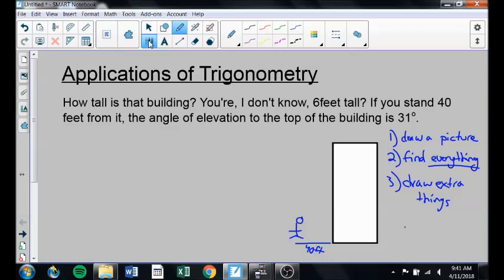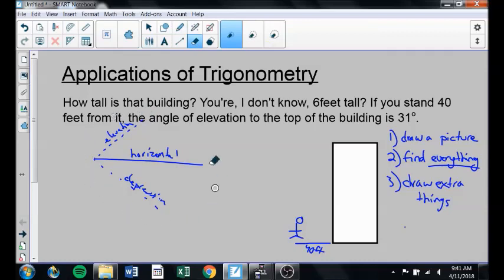Well, angle of elevation means here's horizontal. Angle of elevation is the way up. This is the angle of elevation. And angle of depression is the way down. If you're looking down from horizontal, it's called an angle of depression. If you're looking up from horizontal, it's called an angle of elevation. We're doing the elevation, so we're looking up.